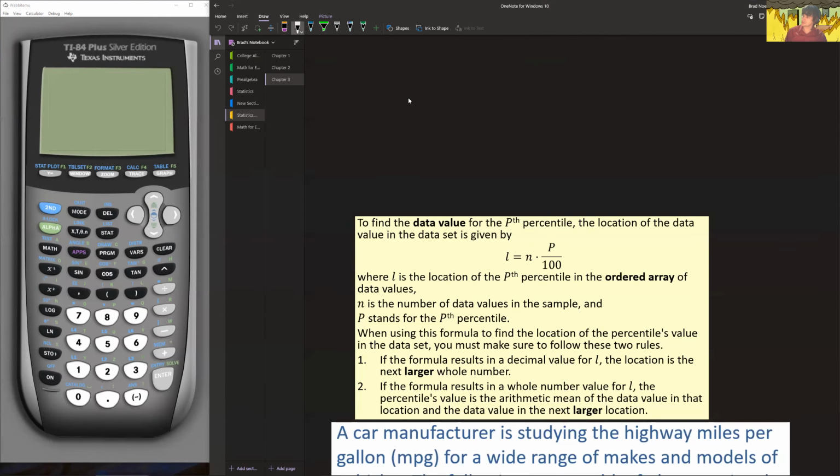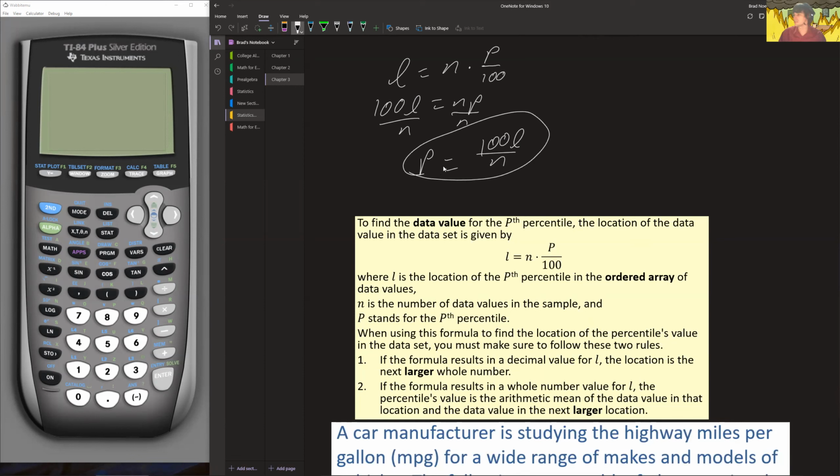Now, I'm just going to do a little bit of algebra on this. If L equals N times P over 100, and let's suppose I want to solve for P, I could multiply both sides by 100, get 100L equals N P, divide both sides by N, and I would see that P equals 100L over N. So this is another formula we're going to make use of here, where we want to find the percentile given L and N.